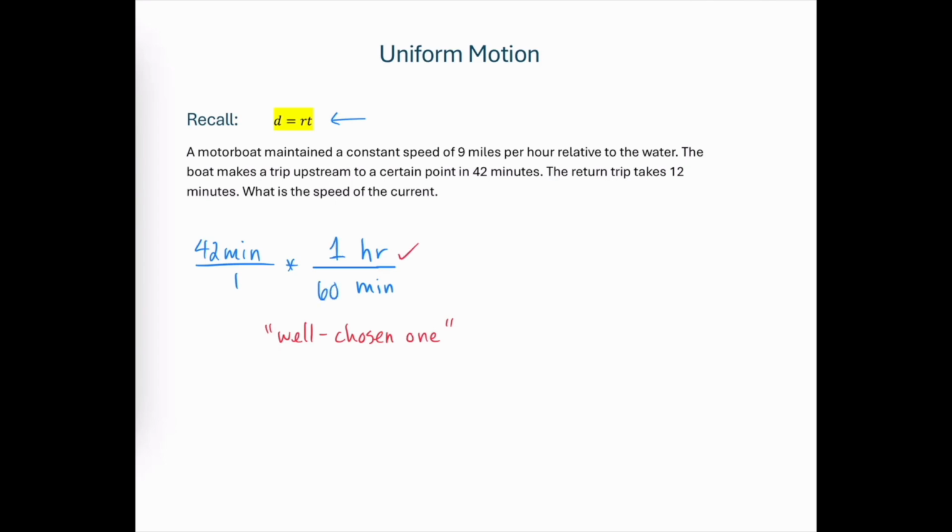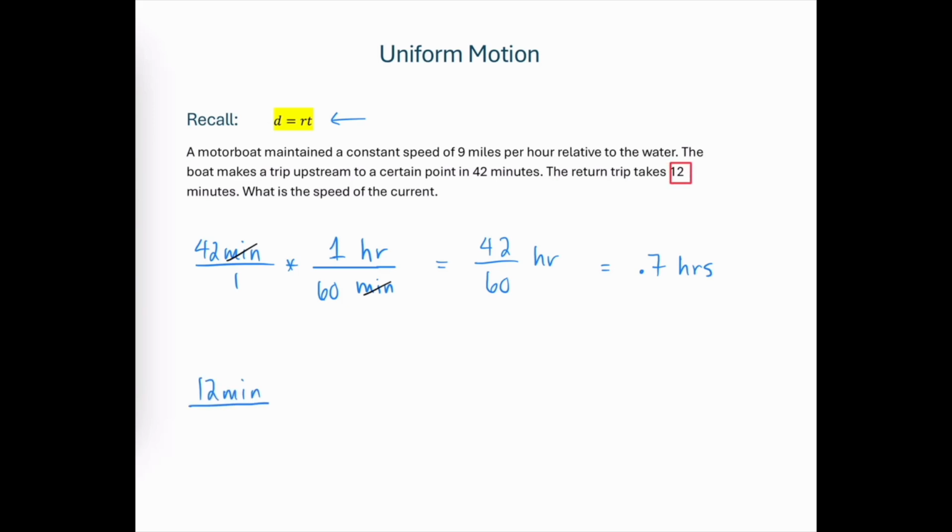This is now the same measure of time in the top and the bottom, and so this ratio is equal to 1. But it's a well-chosen 1 because it also gives me the cancellation that we were after, and this fraction is then equal to 42 over 60, and the units that remain are hours from the top of the fraction back here. And so when we divide, we see that 42 divided by 60 is 0.7 hours. So now let's do this again for 12 minutes.